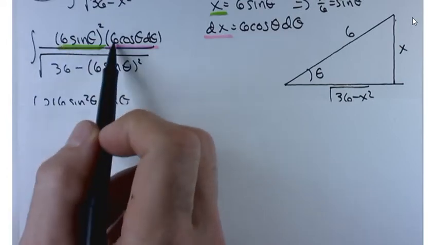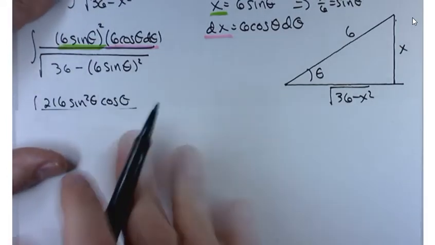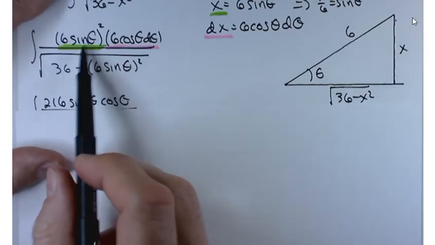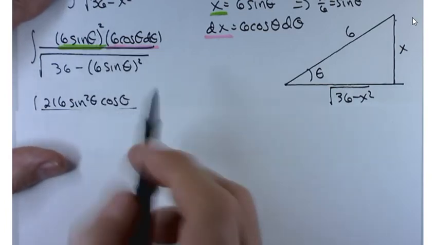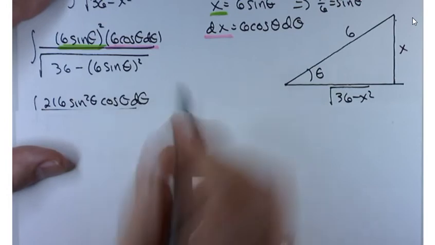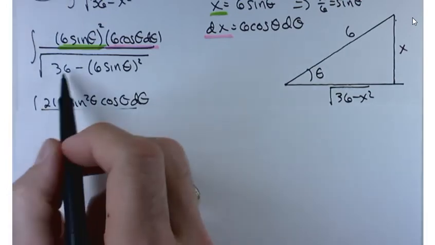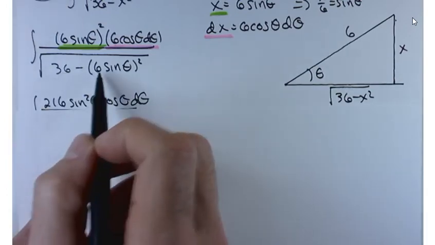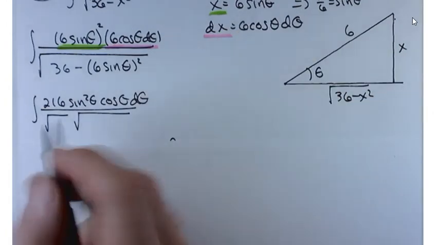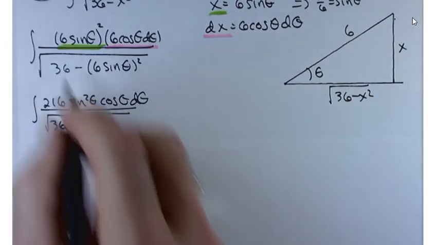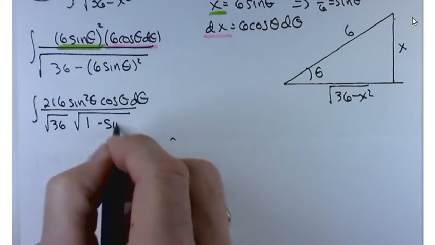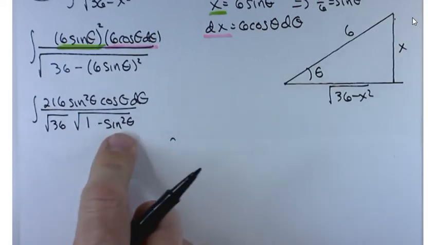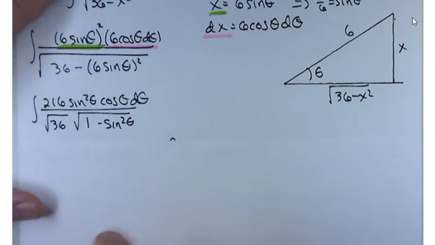So 6 into 216 will cancel. The square root of cosine squared of theta becomes cosine of theta. This term and this term are going to cancel each other out. This eventually becomes cosine of theta. That cancels out with your cosine of theta there. So all that's left is 36 sine squared of theta d theta.